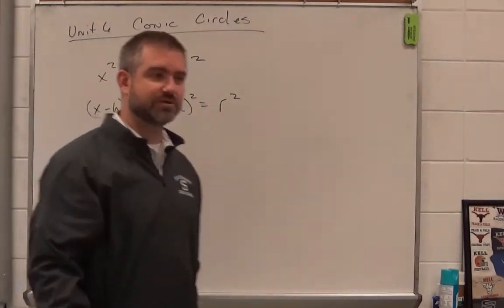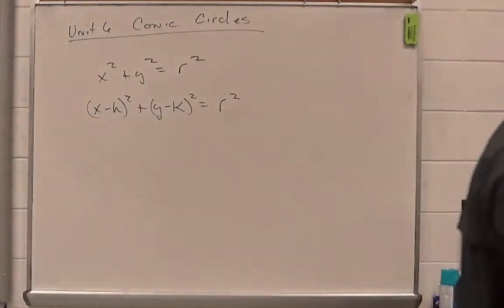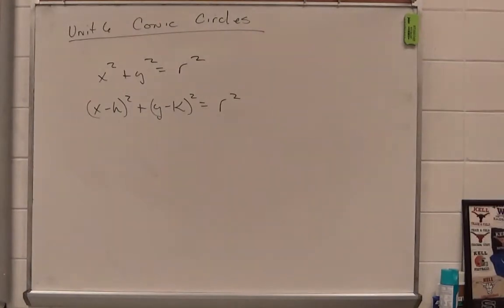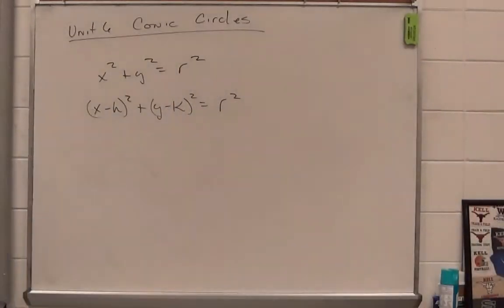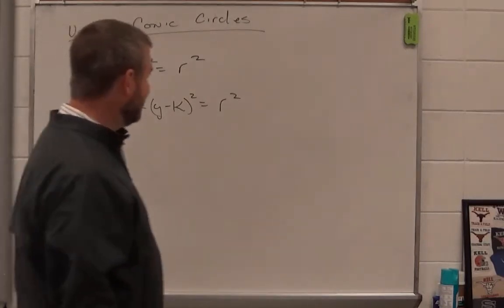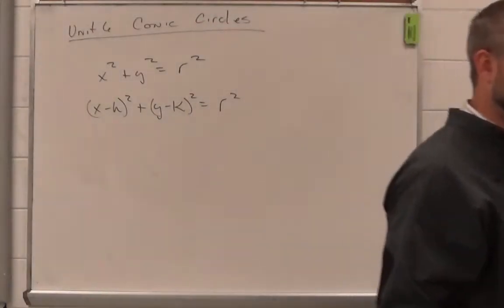Alright, copy both of those equations down. These are the equations for circles. If I take the x value and square it and the y value and square it and set it equal to r squared, what do you think r stands for? Radius. Write that down. r stands for the radius, and I square the radius.